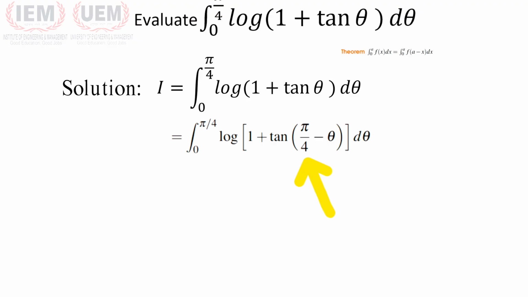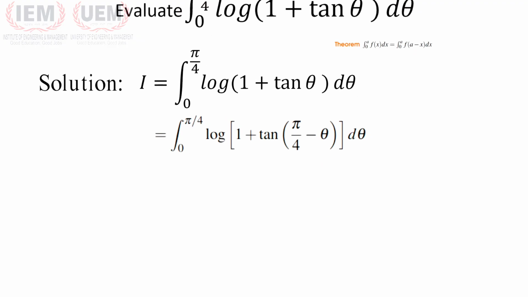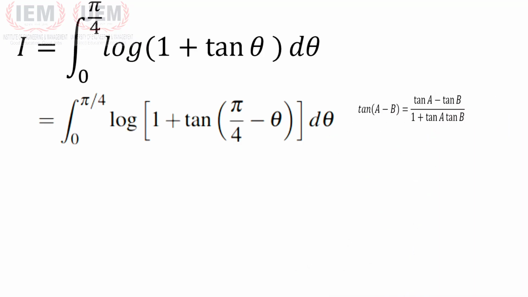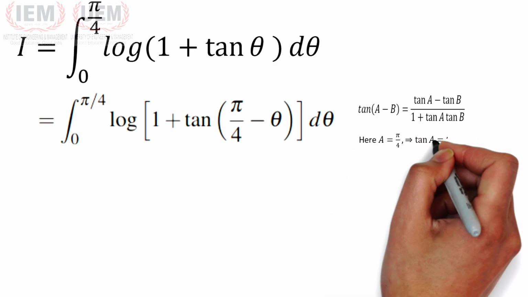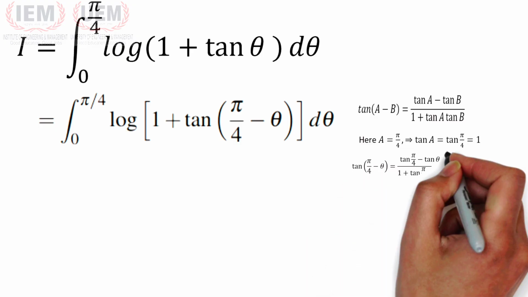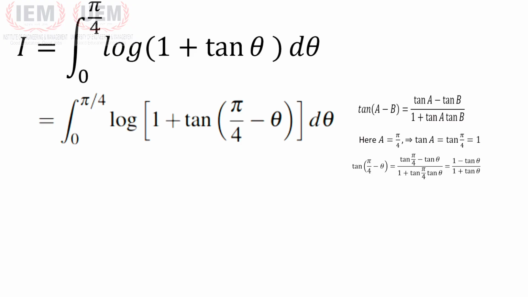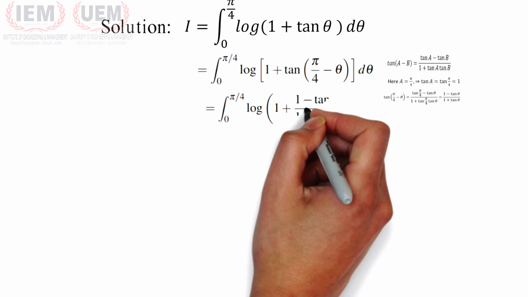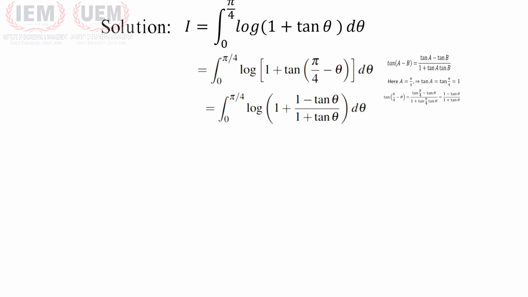For the second expression inside the log function, that is tan of pi by 4 minus theta, we will apply the tan A minus B trigonometric formula, that is tan A minus tan B, whole divided by 1 plus tan A tan B. Here capital A is pi by 4 and capital B is theta. Thus tan of pi by 4 minus theta is equal to 1 minus tan theta, whole divided by 1 plus tan theta. As we know, tan pi by 4 is 1. Thus our integral is reduced to the log of 1 plus (1 minus tan theta) divided by (1 plus tan theta), over the integral from 0 to pi by 4. Simplifying this expression inside the log gives the result 2 by 1 plus tan theta.